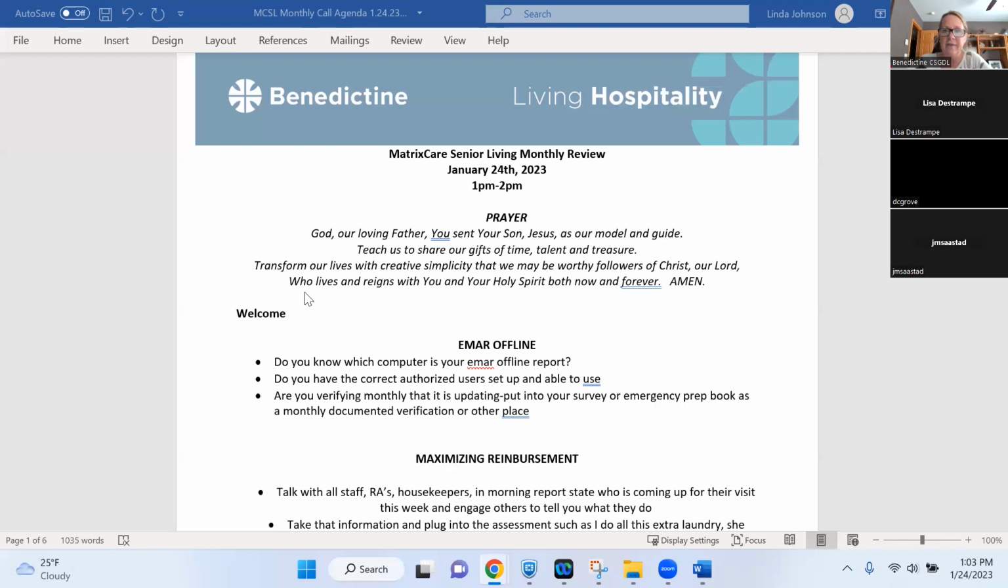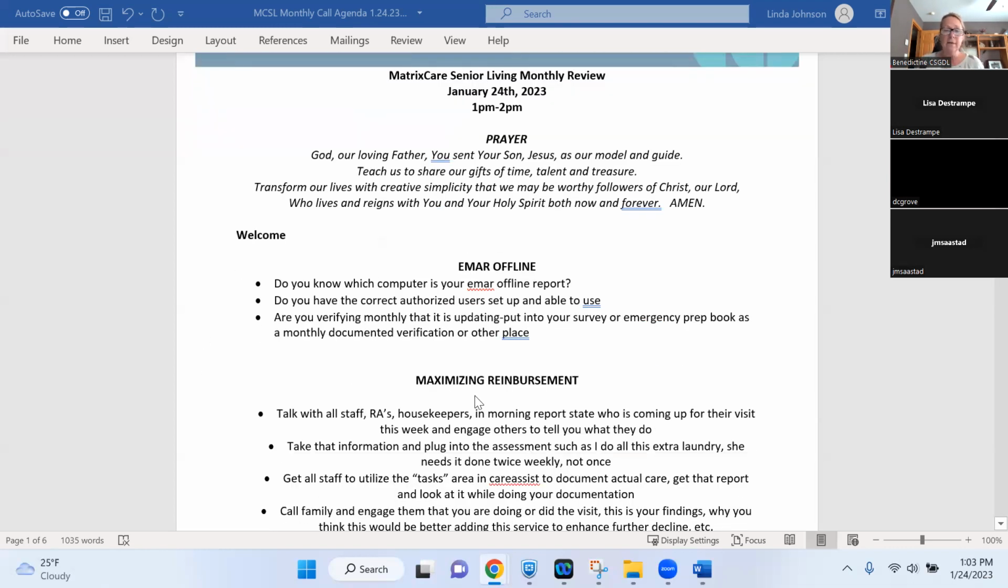We do need to verify that it's updating at least monthly, and I don't know where you're going to put that. You could put it in your EMR offline book that it was checked if you want to make a checkoff list, or if you want it in your survey prep book as part of your emergency planning. However you want to do it is fine, just as long as we have it somewhere, because that is part of our emergency planning. Any questions on EMR offline?